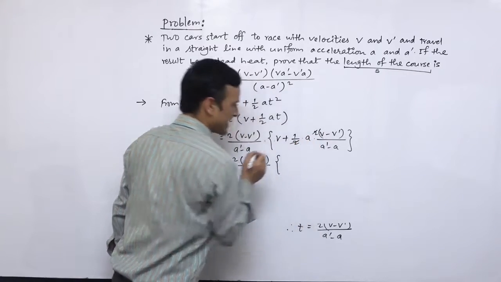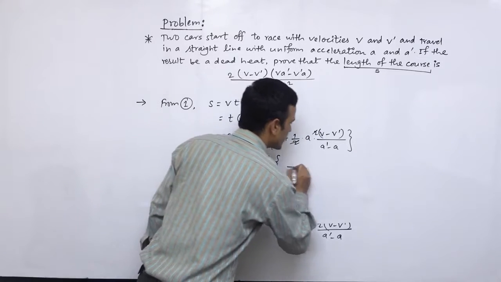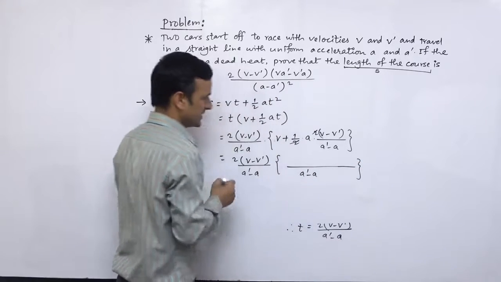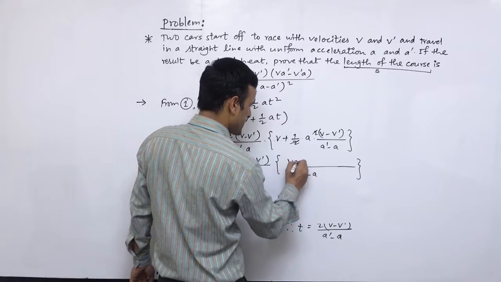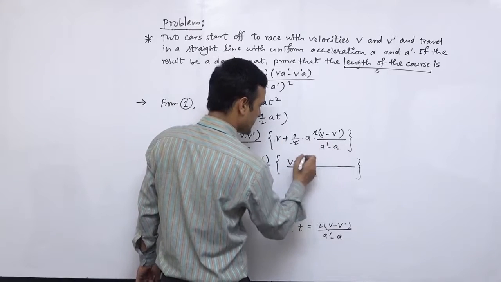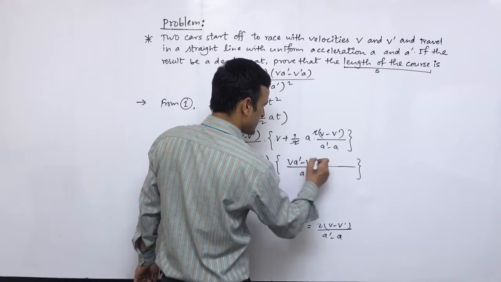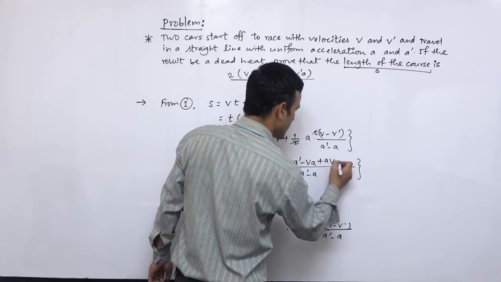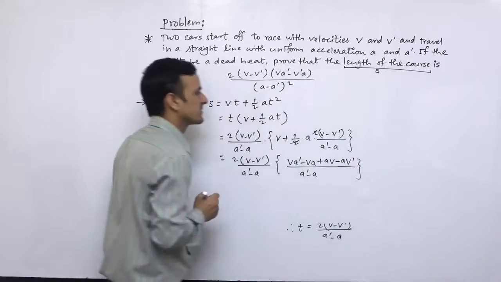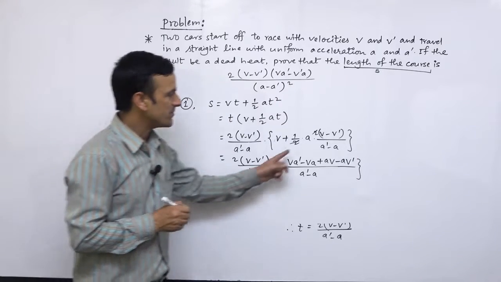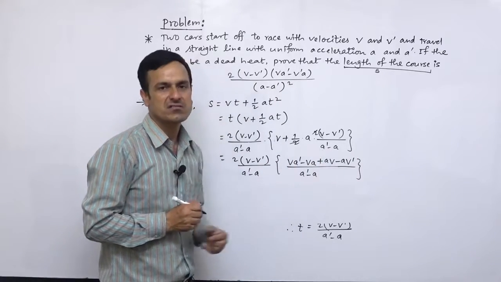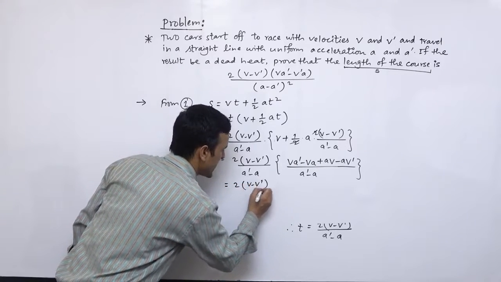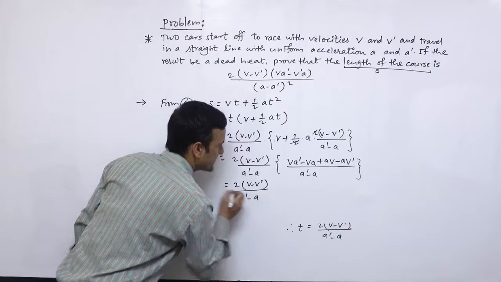Now this 2 and 2 cancelled, and if you take the common here, a dash minus a, then this will be b times a dash, means write down b a dash, b minus a means it is ba, plus a times b means it is ab, and a times b dash means it is ab dash. So this is the term after taking LCM in this curly bracket. So here 2 times b minus b dash divided by a dash minus a.